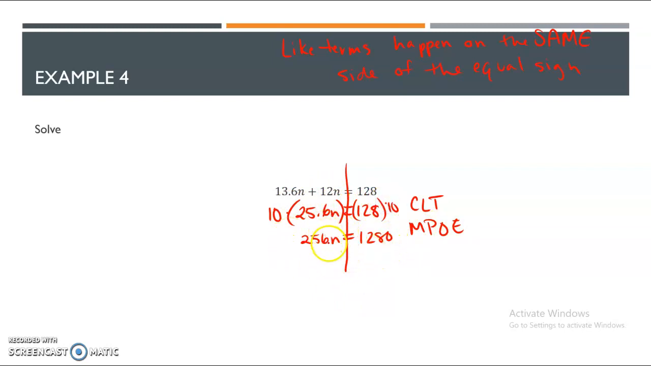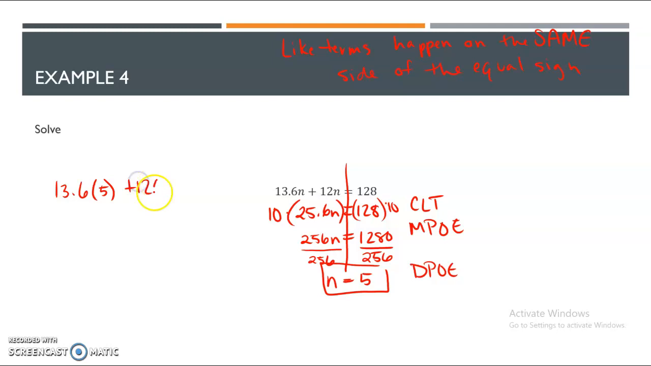Now I need to make my coefficient in front of the n equal 1, and so in order to do that, I'm going to divide by 256 because 256 divided by 256 is 1. So we're going to divide both sides by 256, which is the division property of equality. And after I divide both sides by 256, we're going to get that n equals, 1,280 divided by 256 is 5. And if I wanted to, I can plug that back in.